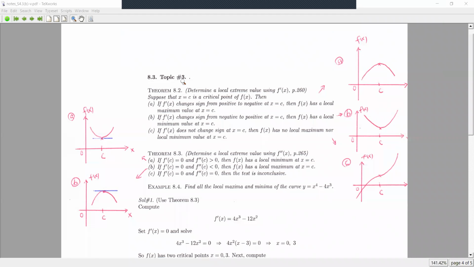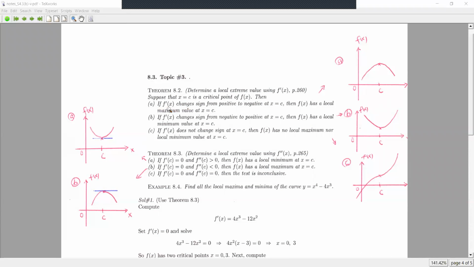Topic 3. Use derivatives to determine a local extreme value. In this topic, there are two theorems. Theorem 1: use the first derivative to determine a local extreme value. Suppose C is a critical point of a function.